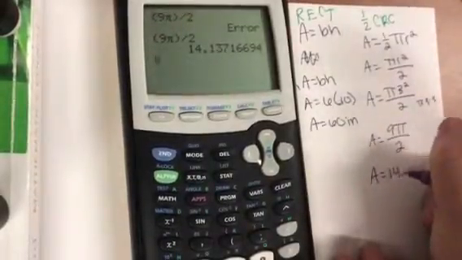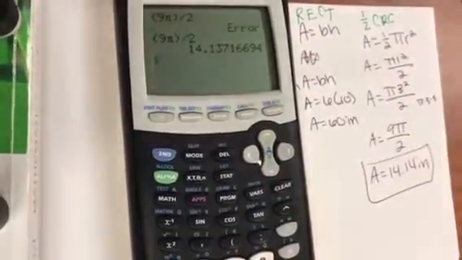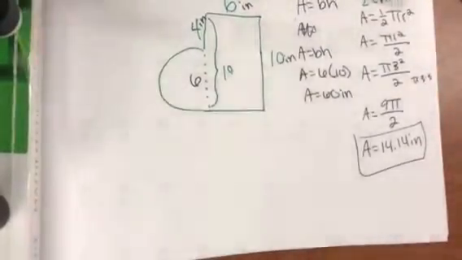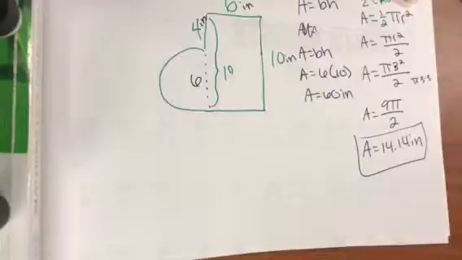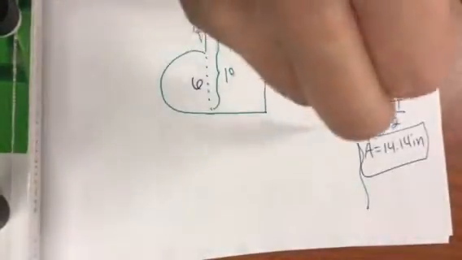So area equals 14.14 square inches. We're done. No, I tricked you. We need the area of both of them, so we have to add. I was very much on purpose doing it this way so that you see that we are going to be adding.